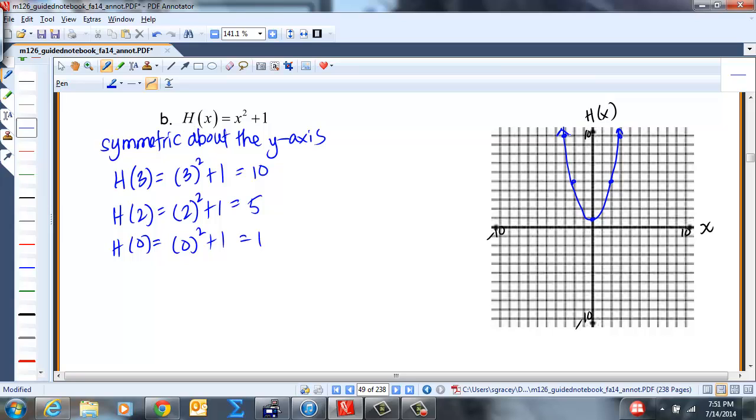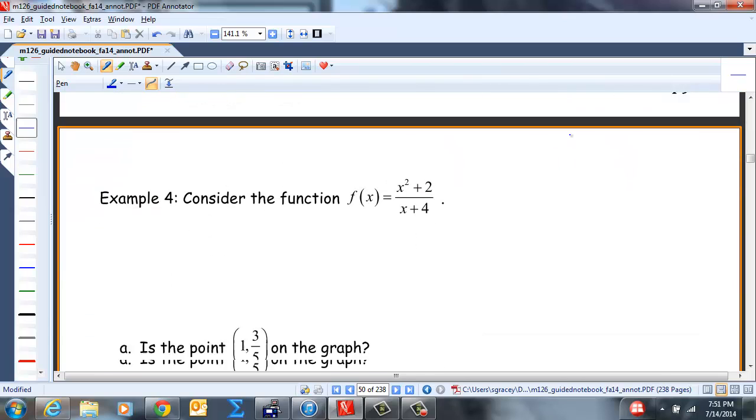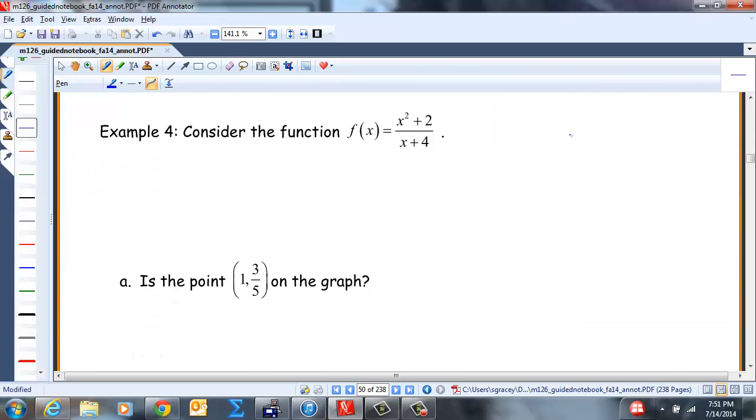How'd we do? Doing okay? Great. Okay, so here we go. Let's take a look at this graph. So here's some interesting little questions. And we'll do the graph at the end on the graphing calculator to check it out.